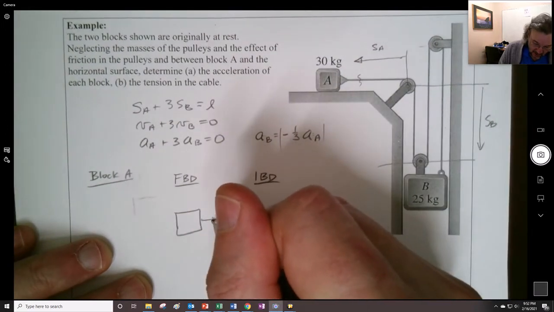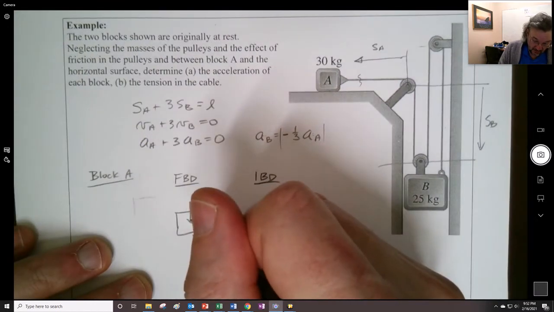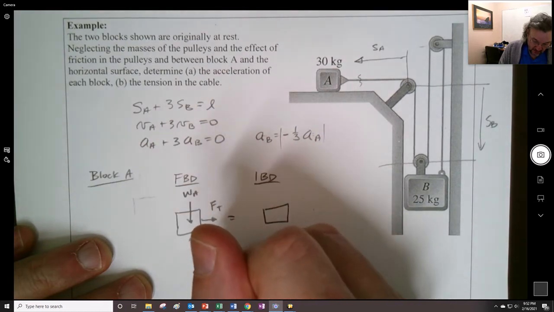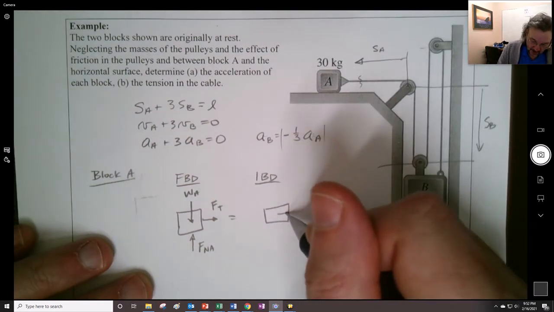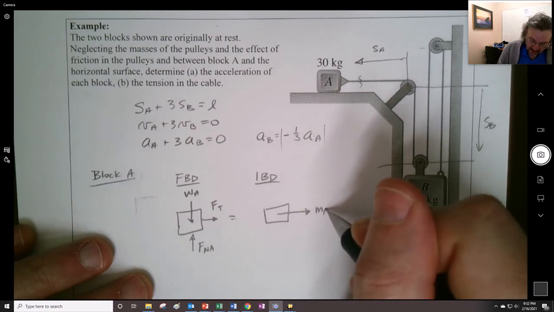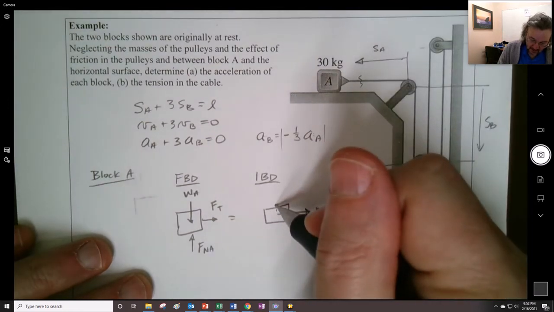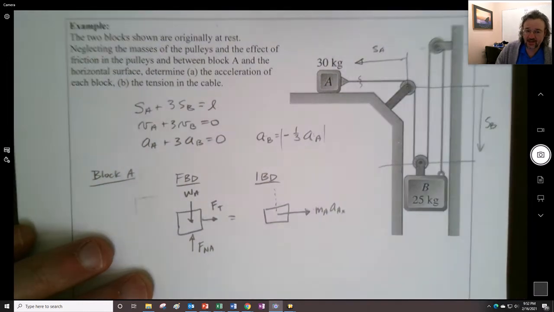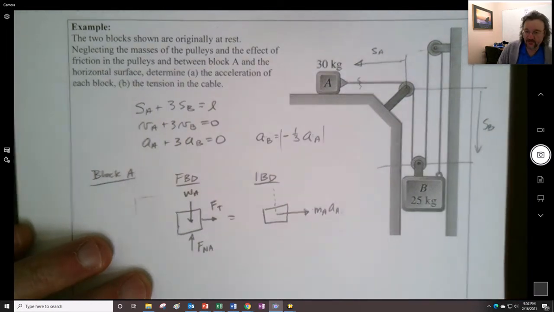Cutting the cord exposes a tension. We also have weight, so here's the weight of A. We also have a normal force, which I'll call normal force A. Of course, there's only one normal force, but that's okay. Over here on the right-hand side, we're going to have the mass of A times the acceleration of A. We could say it's in the x direction, but there's nothing happening in the y direction. Block A is not flying off into space. So really, we just say that it's the acceleration of A. We don't have to really say it's in the x direction.